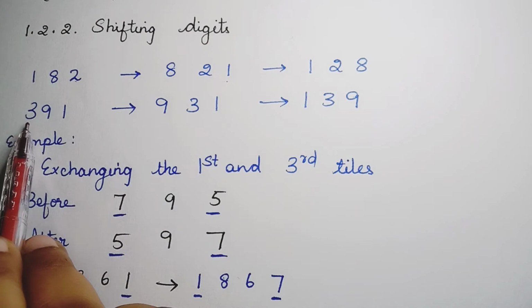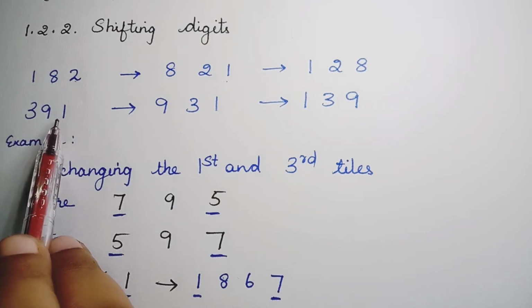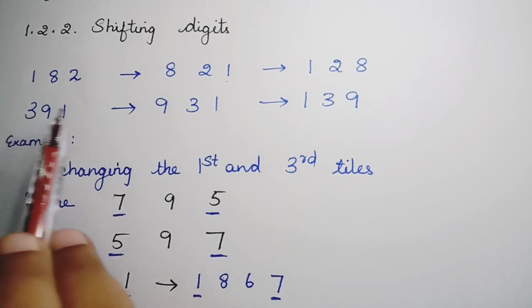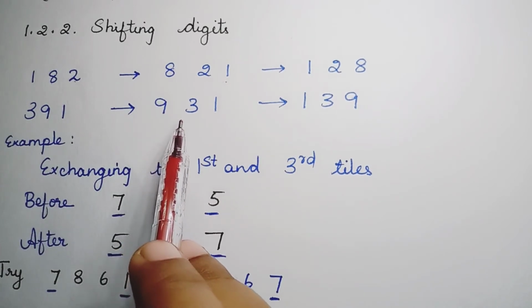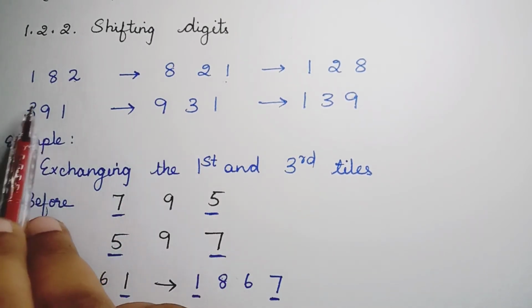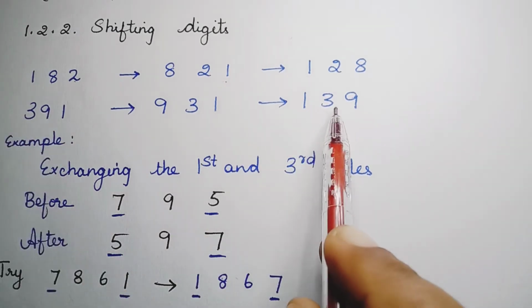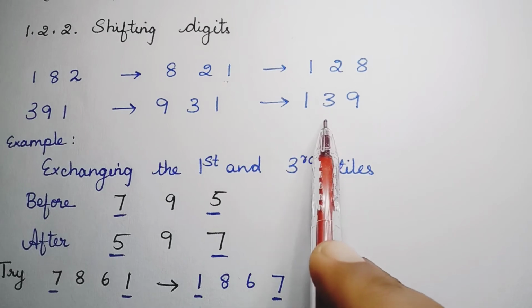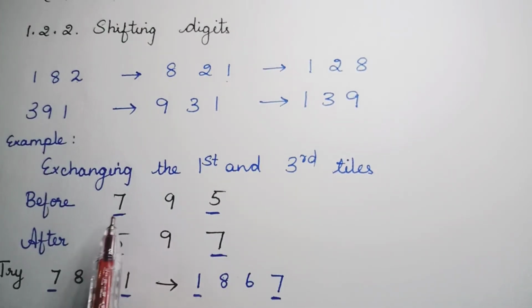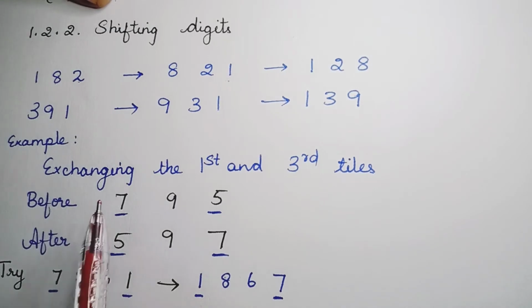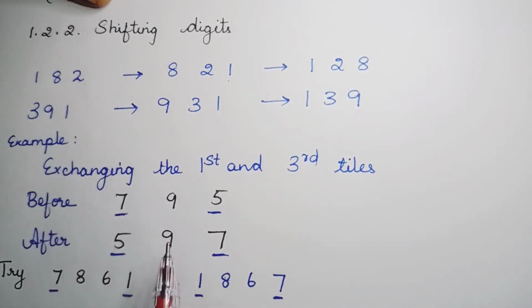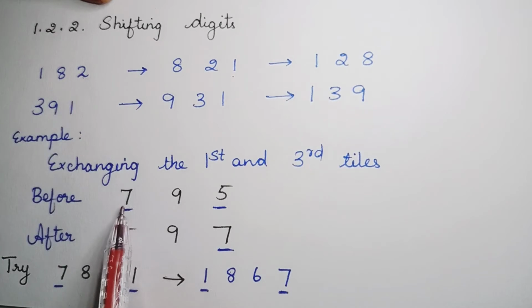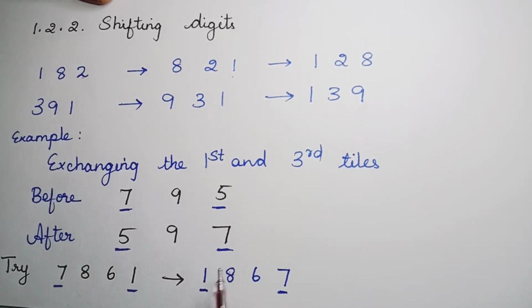By just shifting the digits, the value of the number is getting changed drastically. Just compare another number, 391. When you shift this 3 and 9, you get the biggest number. The same way, when you shift 391 into 139, you are getting the smallest number. So the value of the number is getting changed. That's the point here. Then what is happening when you exchange? Exchange means just shuffling. So when you shuffle this 7 and 5 in 795, it is becoming 597. So your biggest number is becoming a smallest number.